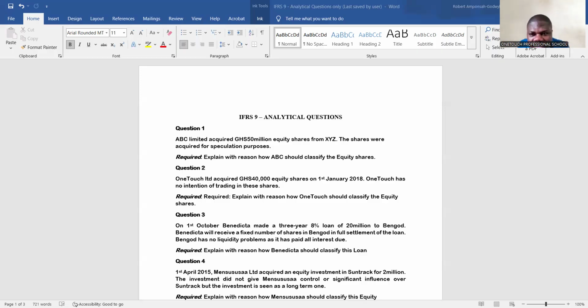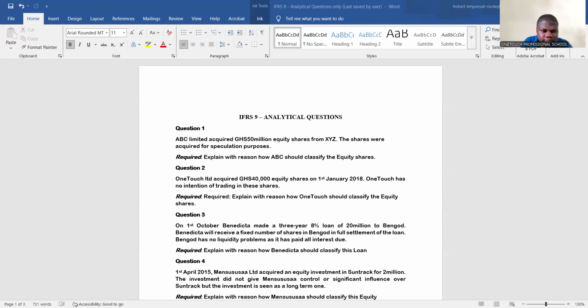Why? Because it does not give rise to cash flows that are mainly interest and principal. Yes, the interest is there, but there's no principal. If it pays interest plus principal, then it cannot be at fair value through P&L. Then you have to check the business model objective to see whether it will be at amortized cost or at fair value through OCI. Is that clear? Okay, yes, sir.